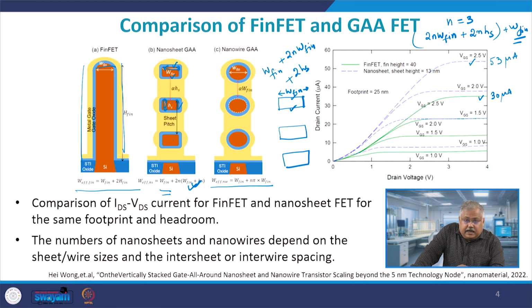Assuming that the footprint area remains the same, you are also assuming that the fin height is the same for both cases, and the nanosheet height Hs is the same for all cases, which is the distance between this point and this point. This is the sheet pitch. In FinFET, if you remember the fin pitch, this is analogous to that, where it is how far the two channels are separated from each other.